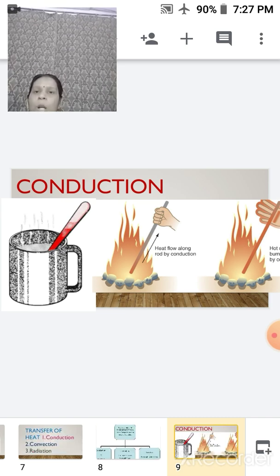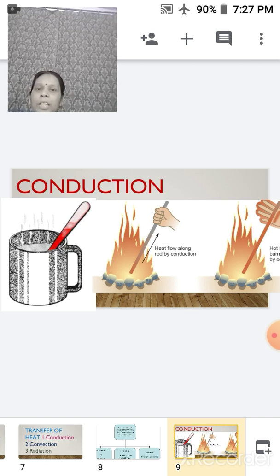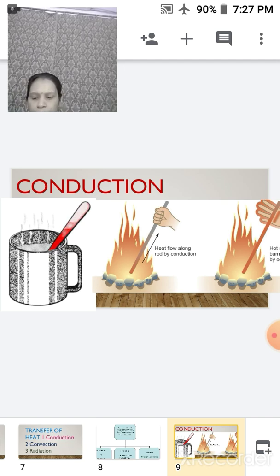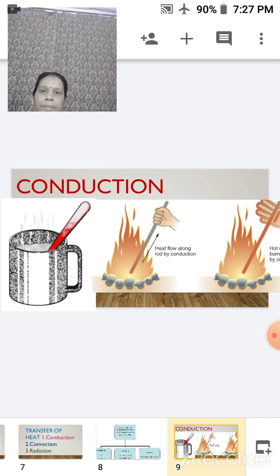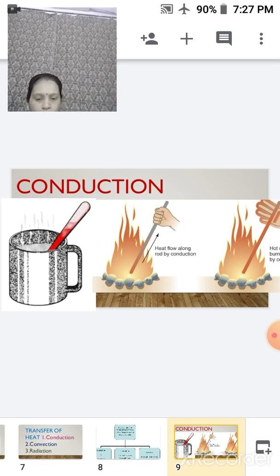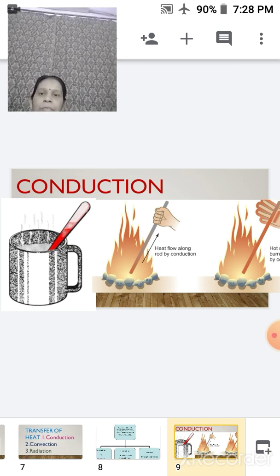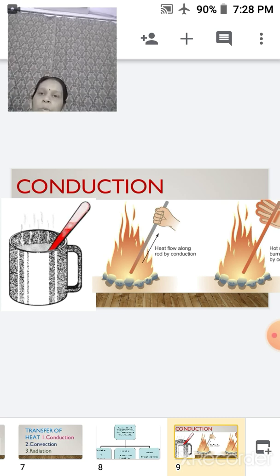When we talk of conduction, the transfer of heat is taking place from the hotter object to the cooler object. Conduction takes place only in the solid state. What happens when we heat one end of a metal? It starts the transfer of the heat from that particular end of the metal to the other end.